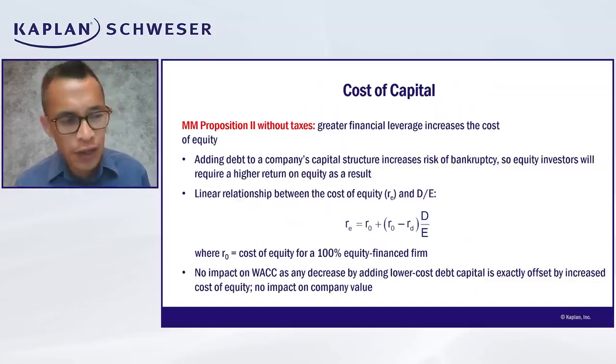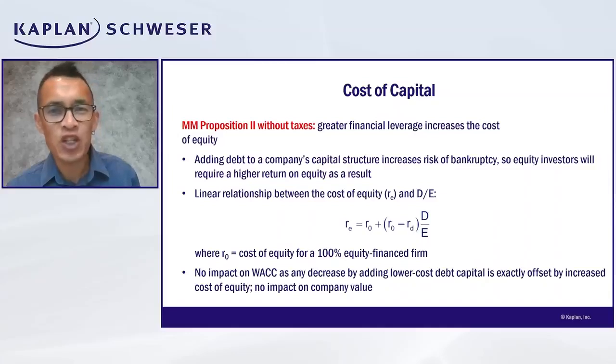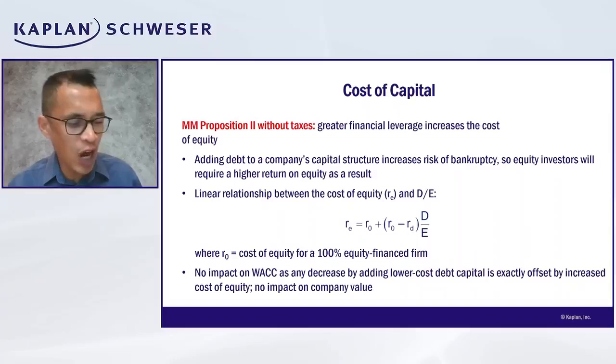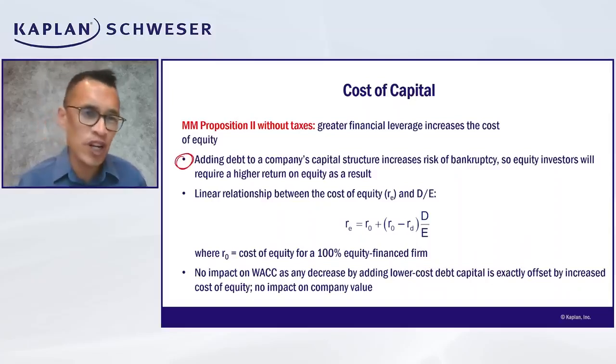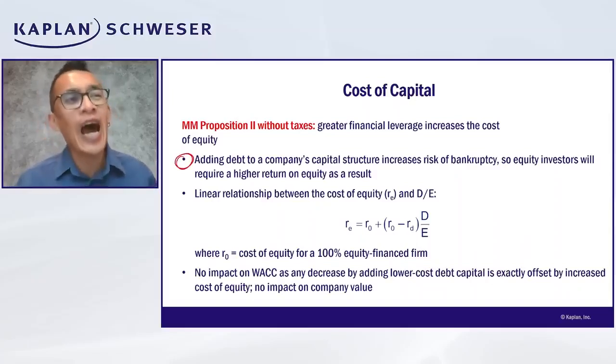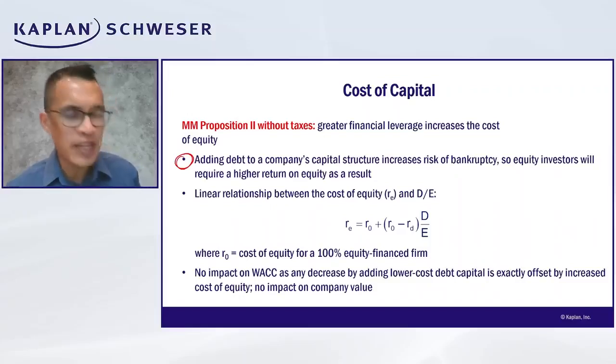Now here, the key concept is that with more debt comes more risk of bankruptcy or financial distress. Okay, therefore that means equity investors must be provided with greater compensation for taking on that additional risk. So that's sort of a key point here. We're just talking about how more debt actually negatively impacts the equity holder's position.